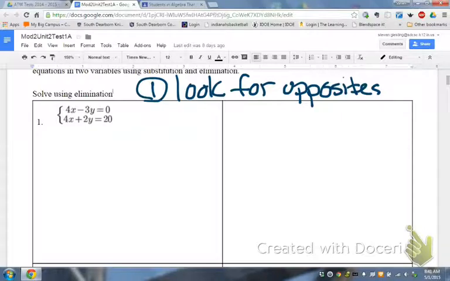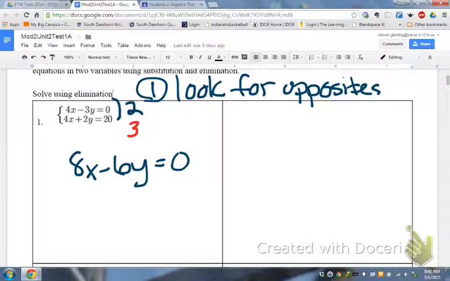And in our case, we don't have any opposites yet. So what we do, remember the thing I said was easiest to do the crisscross. Notice that your y's already have a negative and a positive, so we're just going to crisscross. We'll multiply the top one by 2, and we'll multiply the bottom one by 3, because those are the opposites of y. So multiplying the top equation by 2 gives us 8x minus 6y equals 0, and the bottom equation by 3 turns it into 12x plus 6y equals 20.